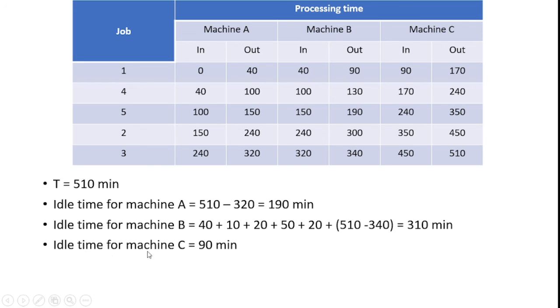And then what is the idle time for the final machine, which is machine C? Initially I have the low value, which is 90. After completing job 1 on machine A, and after completing job 1 on machine B, 90 minutes pass. So up to 90 minutes machine C is waiting for job loading. So the machine C idle time is 90. This is the procedure to identify the idle time for every machine.